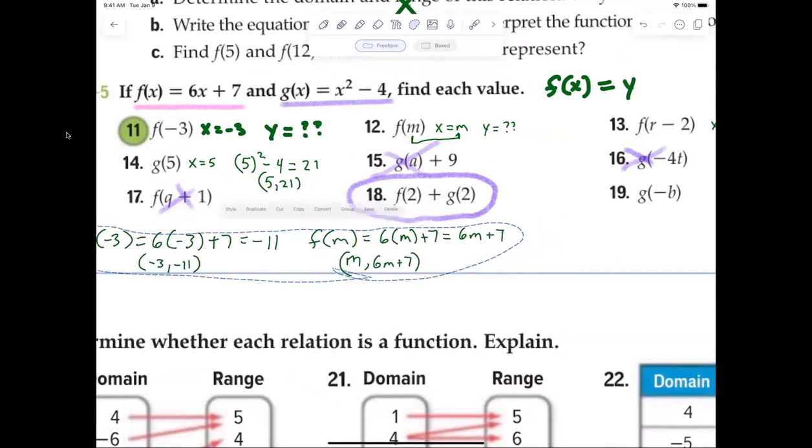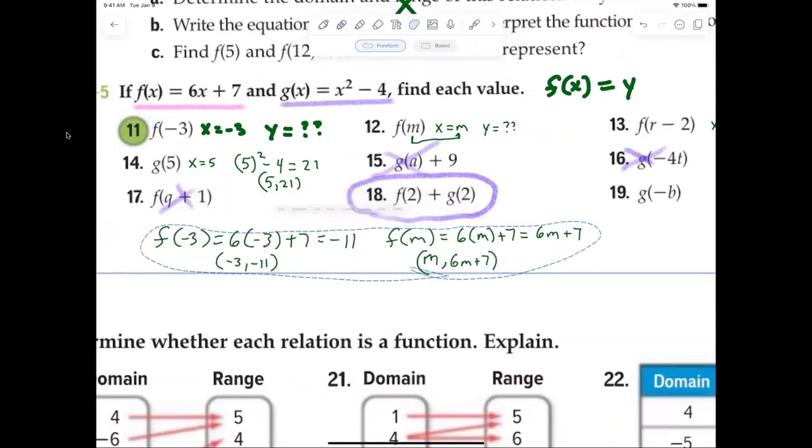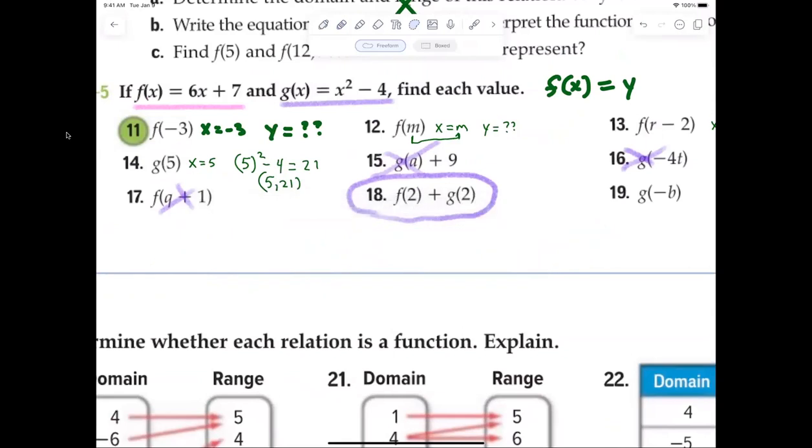All right. I would like someone who's been listening to me to tell me what f of 2 is. Miss Lupin, what is f of 2? I want the answer. What? Say it again. Of course it's 19. Very good.